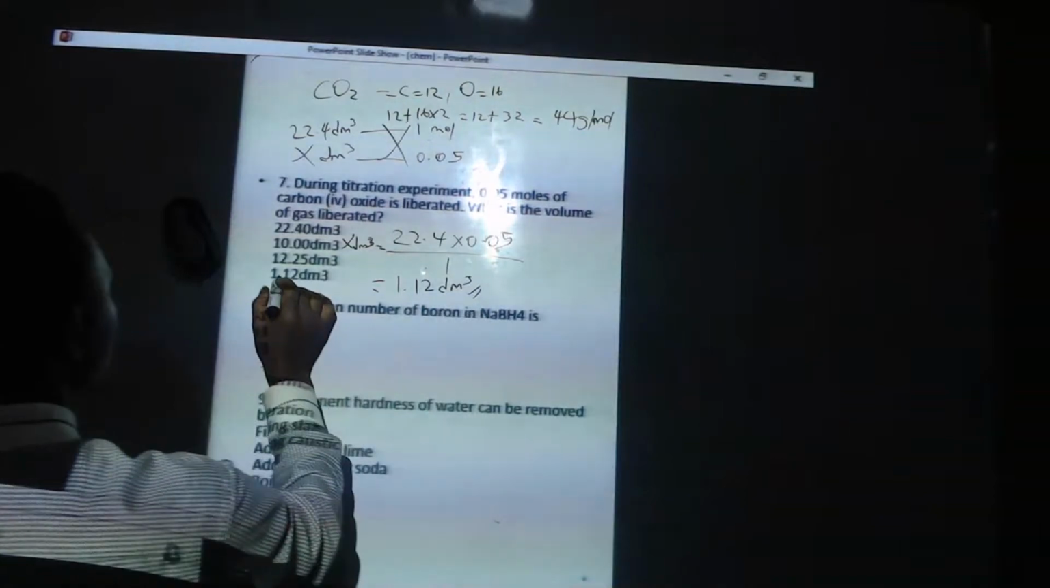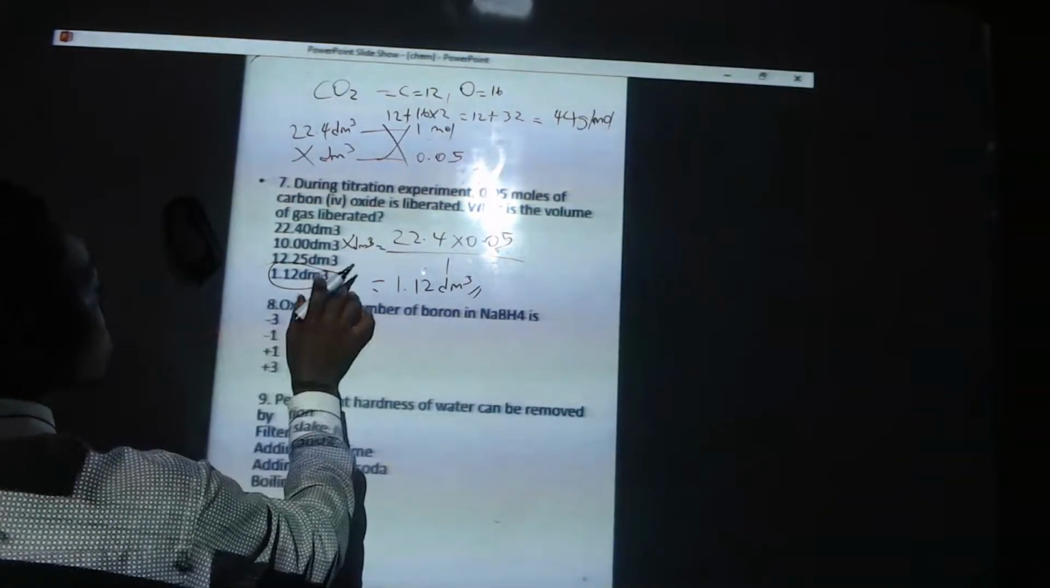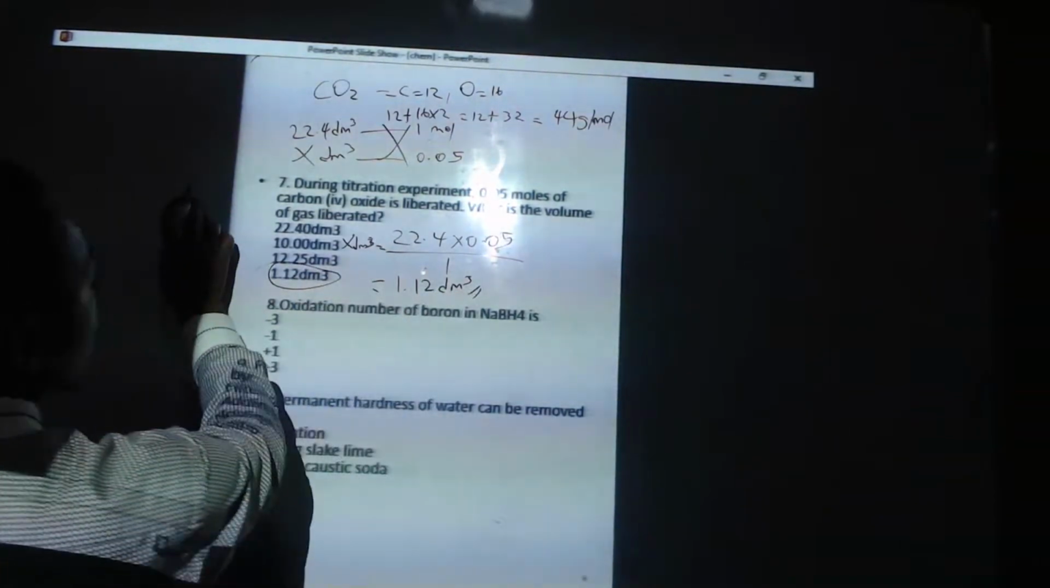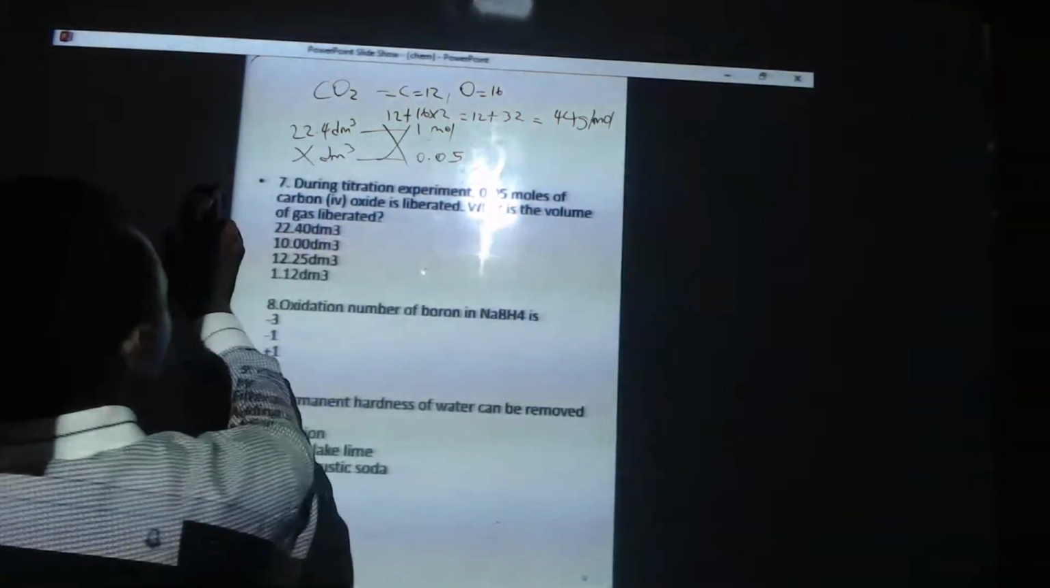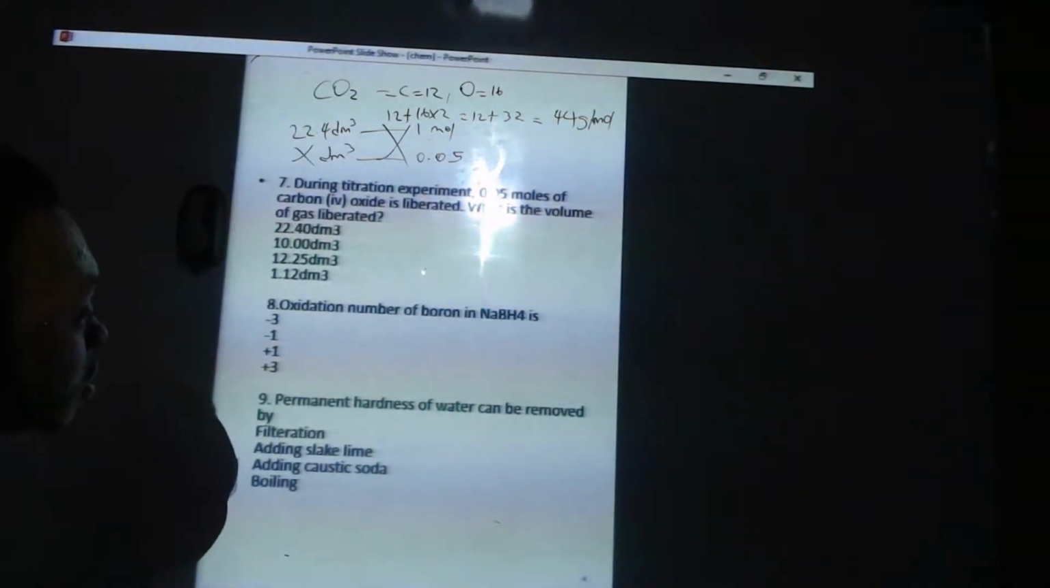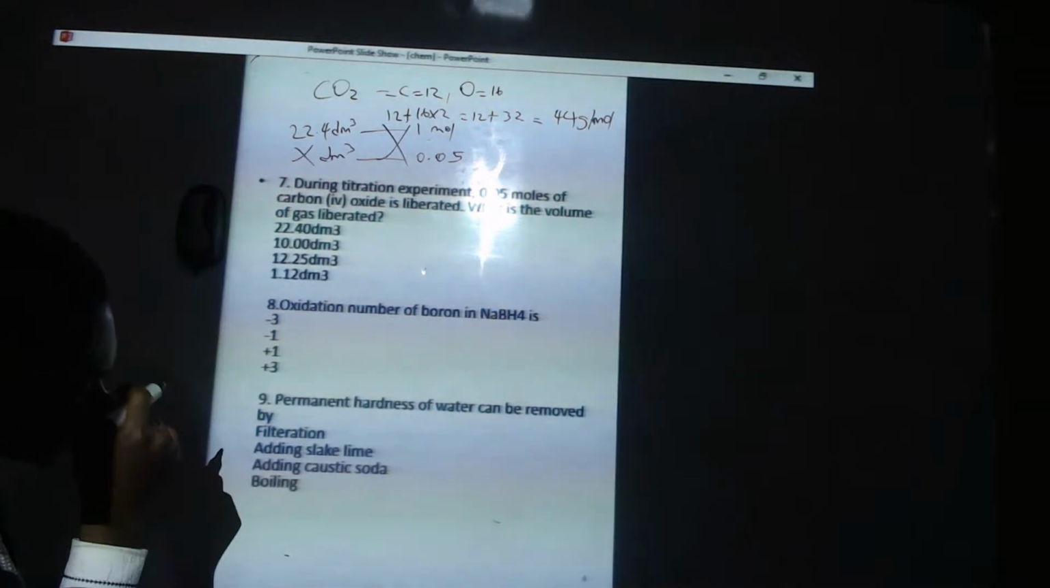Okay, which is this? So that's 1.12 dm³. Alright, the next question says: what is the oxidation number of boron in this compound?